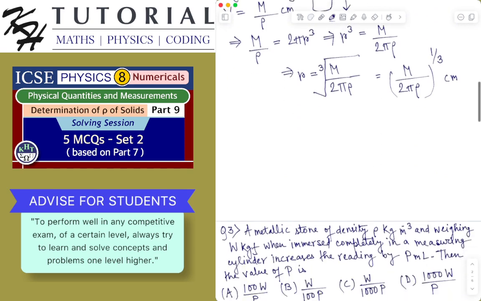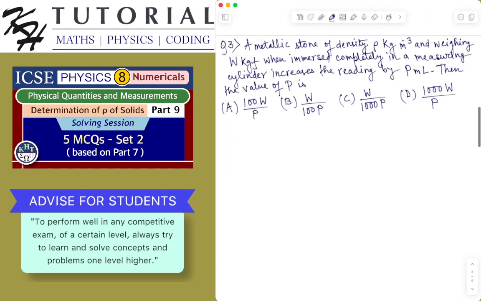Okay, let's see the next problem. Question number 3. A metallic stone of density rho kilogram per meter cube and weighing W kgf when immersed completely in a measuring cylinder increases the reading by capital P ml. Then the value of P is, okay, we have to find P. So what is given?